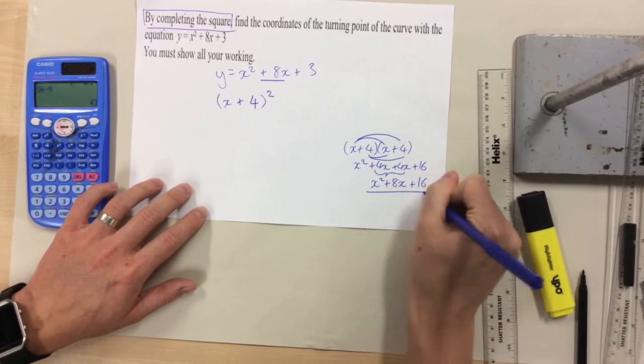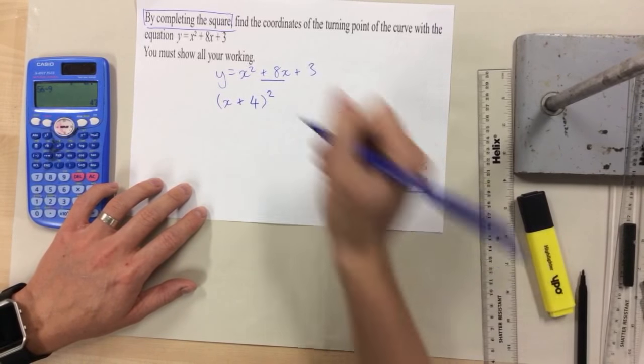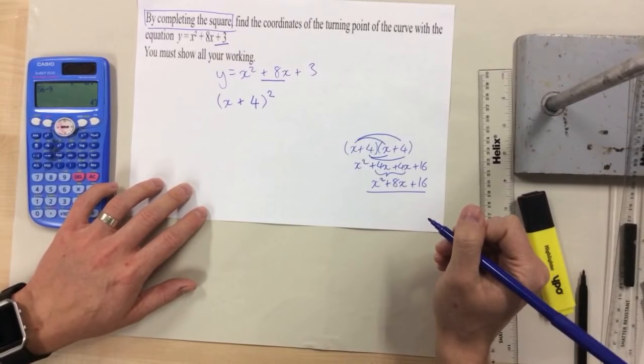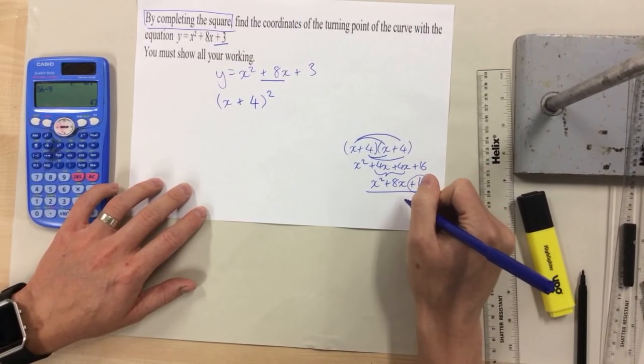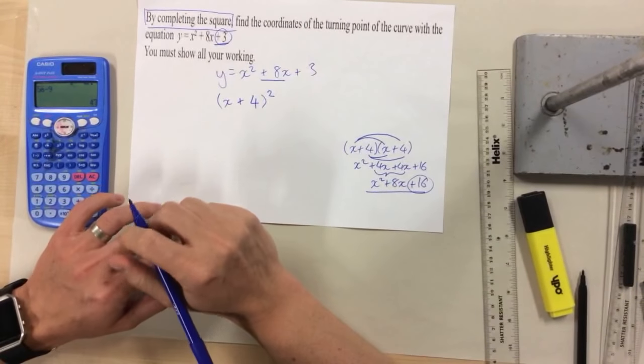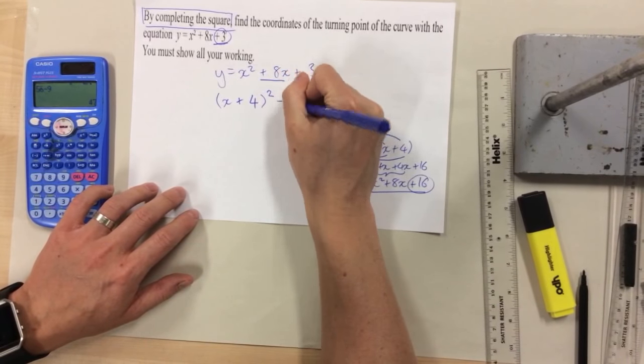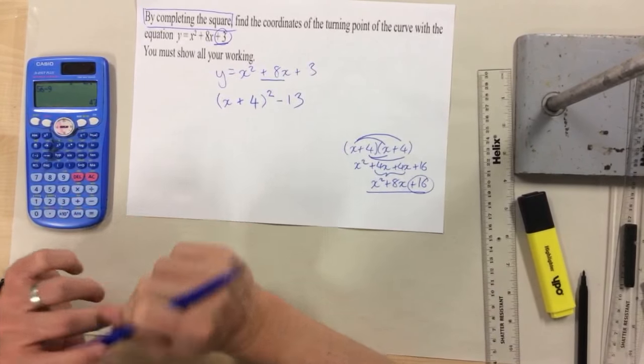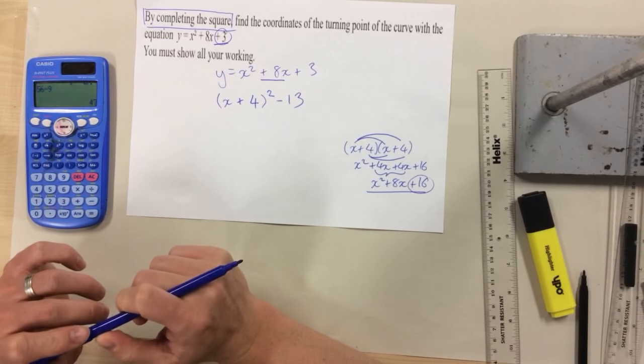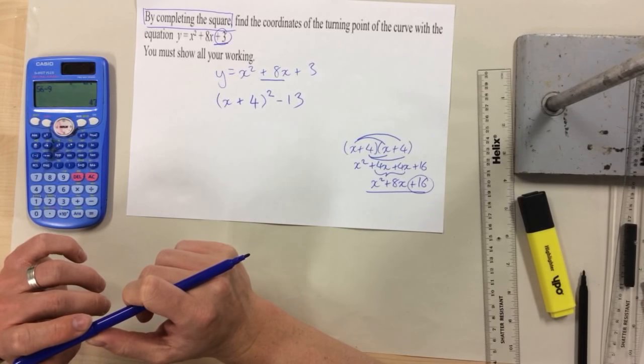You can see we've got that by expanding what we've got, but in the question, we want positive 3. So how do we go from this 16 to that positive 3? We are going to subtract 13. So there we go. That is that equation in complete the square form. It's exactly the same, but it's just written differently.